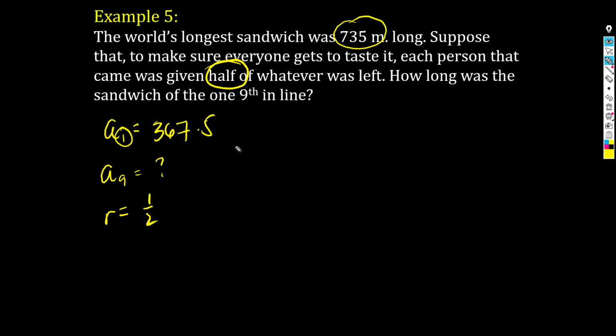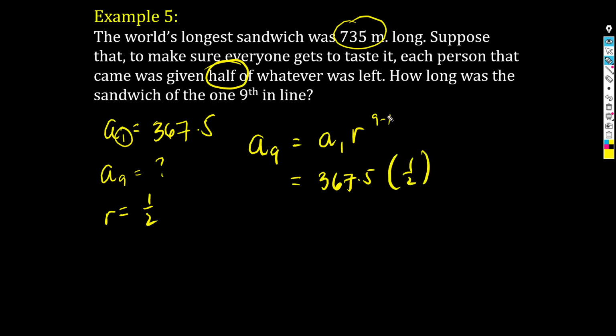Okay? So, to determine then a sub 9, I go a sub 1 times r raised to 9 minus 1. Okay? A sub 9 is what I am looking for. I don't know that. I know the first term to be 367.5. I know my r to be 1/2, so that's 1/2 raised to 9 minus 1, which is 8. So that's 367.5 multiplied by 1 over 2 to the 8th power.